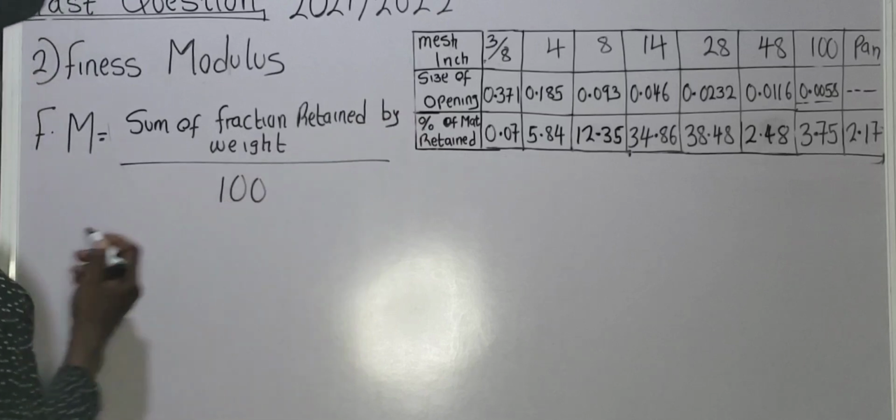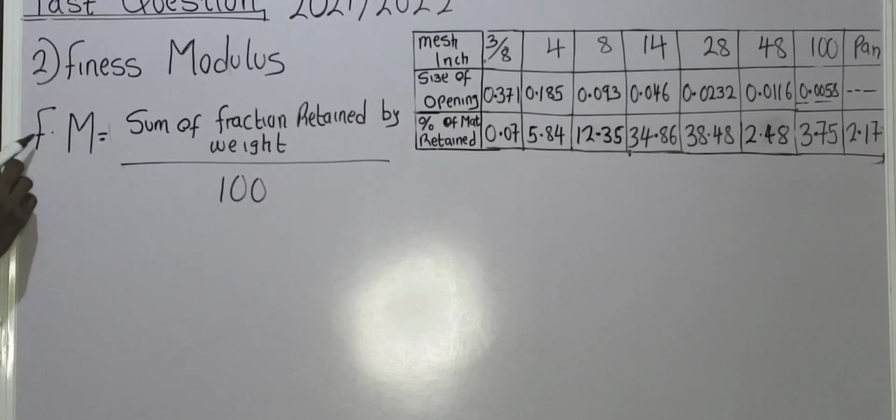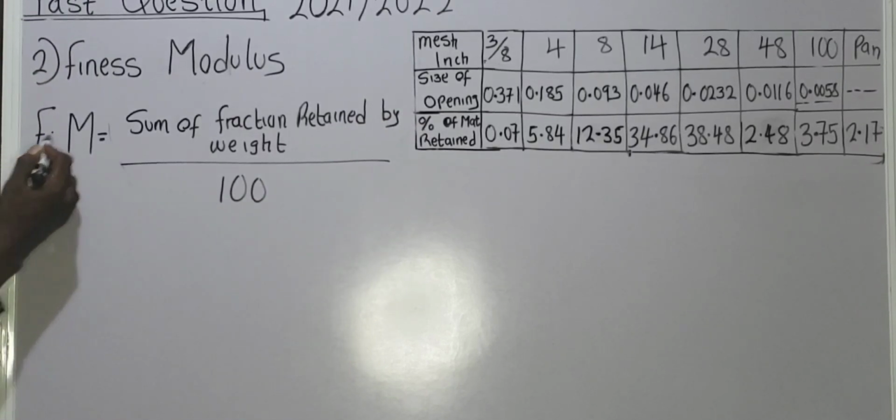So this is the formula for calculating the fineness modulus. I represent it as FM. Fineness modulus is equal to the sum of fraction retained by weight all over 100%. We are going to create a table to get the sum of fraction retained by weight, you understand?